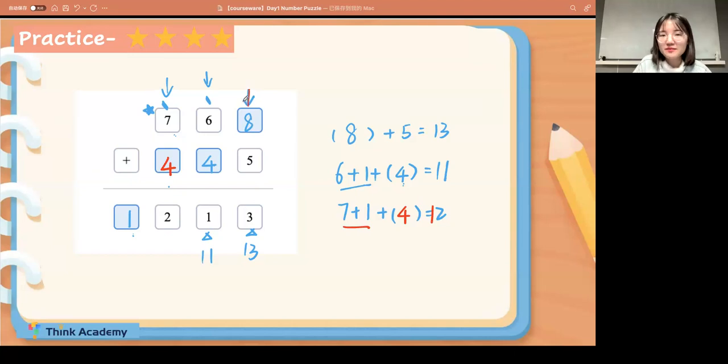So for the 1st column, 4 plus 5 will be 13. And we carry 1 to the 10th column. And for the 10th column, 6 plus 1 will be 7. 7 plus 4 will be 11. And we can label 1 here. And then for the 100th column, 7 plus 1 will be 8. 8 plus 4 will be 12. Does it make sense? Then we know we have the right answer.